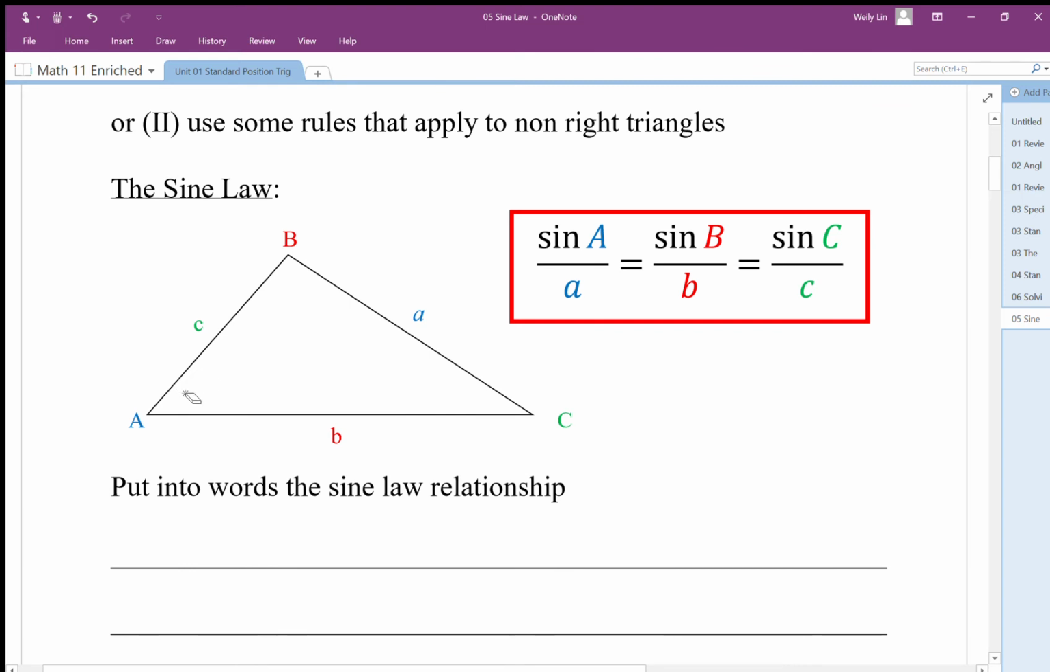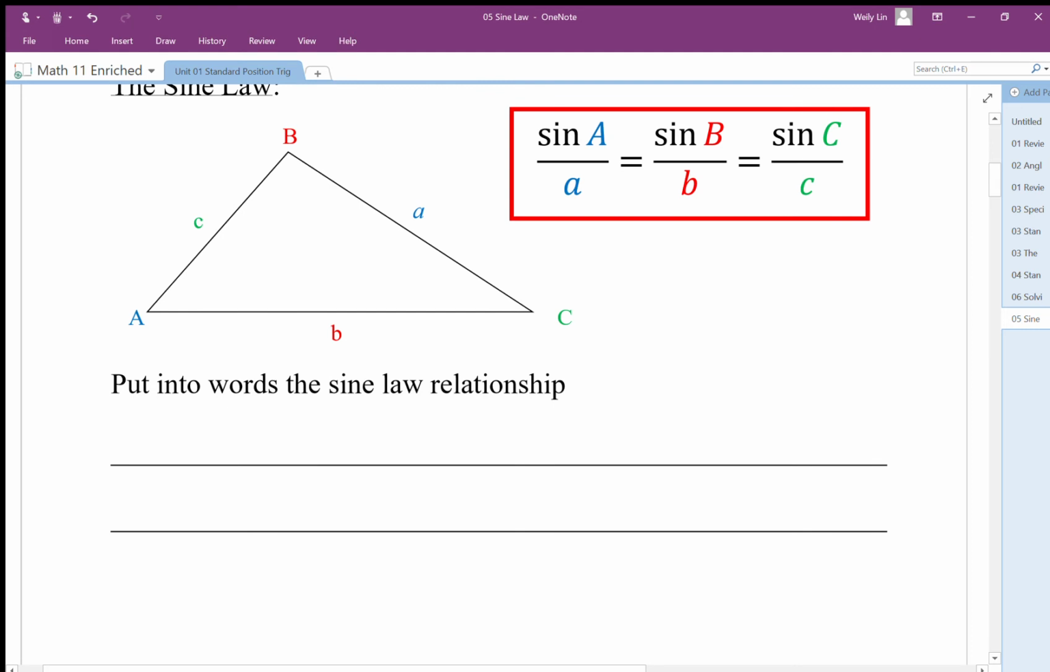So the sine of this angle and this opposite side, that ratio is equivalent to the sine of this angle and the length of the opposite side, and the sine of this angle and the length of the opposite side. So basically they're connected through the sine ratio. Okay, so we're going to put into words the sine law relationship.